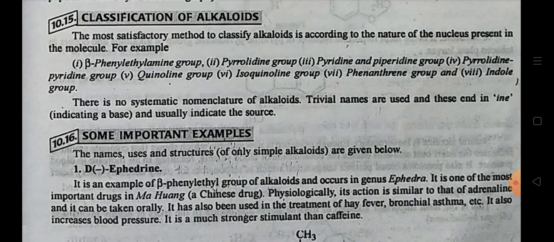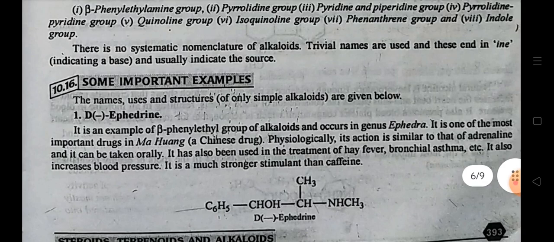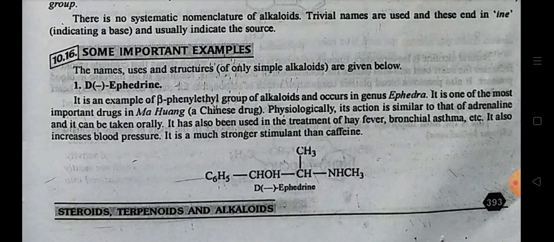There is no systematic nomenclature of alkaloids. Trivial names are used and these end in "-ine", indicating a base, and usually indicate the source. Some important examples. The name, uses and structure of only simple alkaloids are given below.